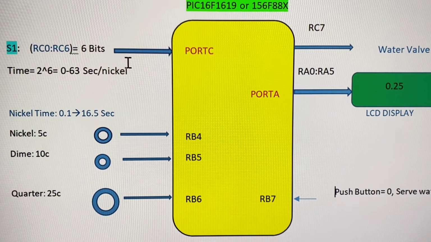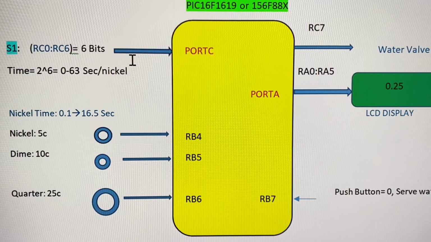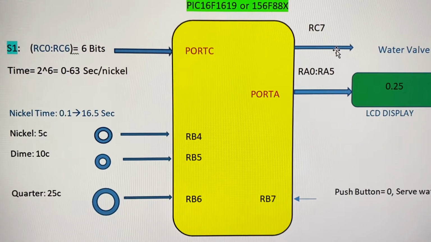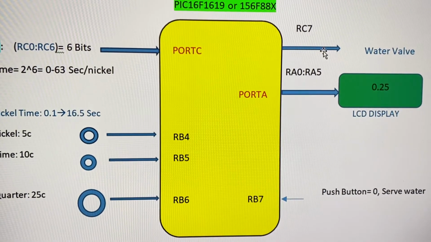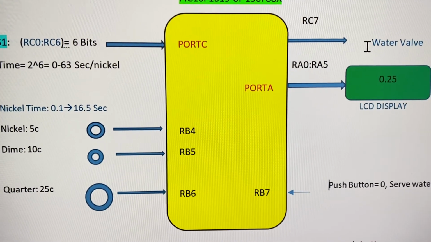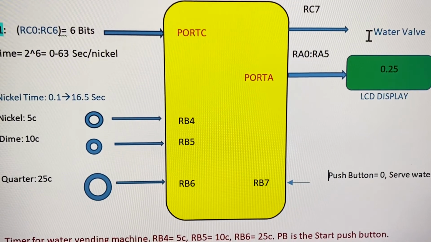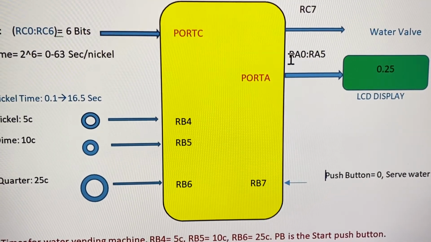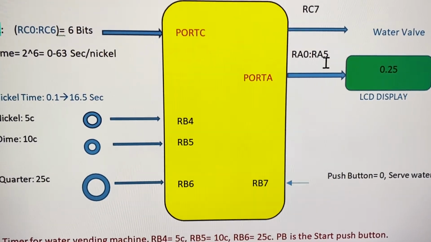In practical water vending machines, this time for a nickel will be around 10 to 15 seconds. RC7 will be the output to control a relay, a water valve relay, which will control a water pump. Most of these pumps are centrifugal. And we have a display on port A, the outputs RA0 to RA5.